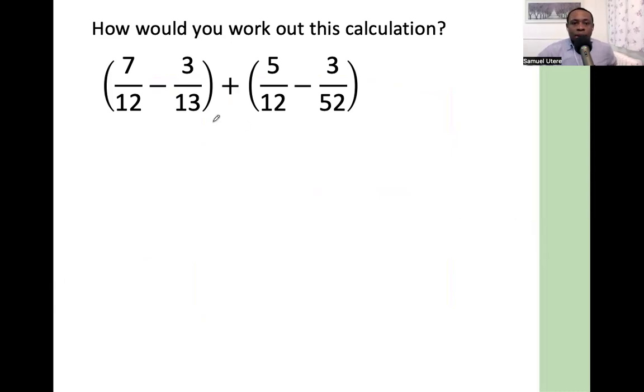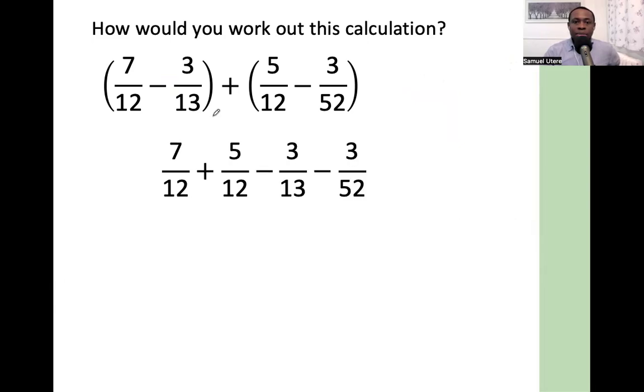Well, not really, because what we really aim to do is to make sure we add the fractions that share the same denominator or have the same denominator. And that should be rearranged like this. And we can rearrange that like that. Have you noticed that 52 is a multiple of 13?